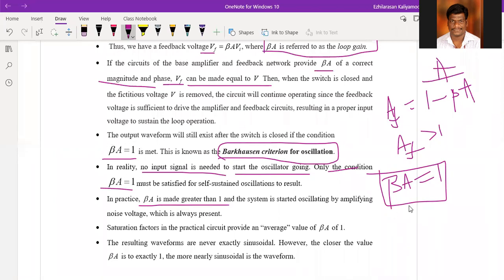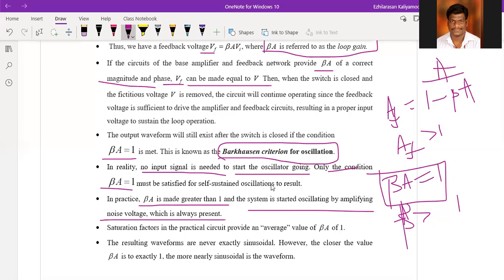But it must be that beta A should be greater than 1. Then the system starts oscillating by amplifying the noisy voltage, which is always present, because normally noise will be present in any circuit. So this is one of the very important concepts, called the Barkhausen criterion for oscillation.